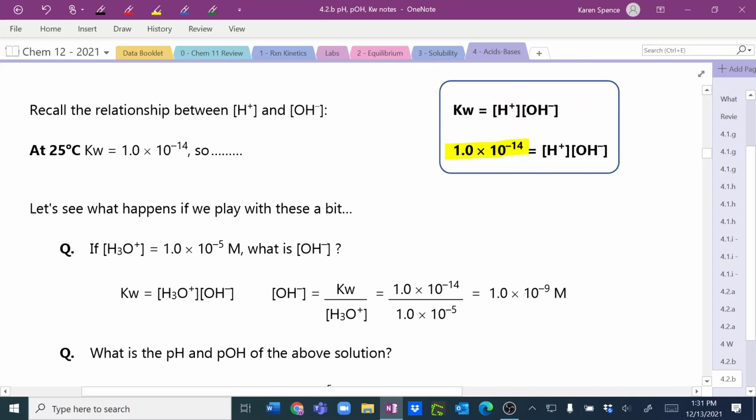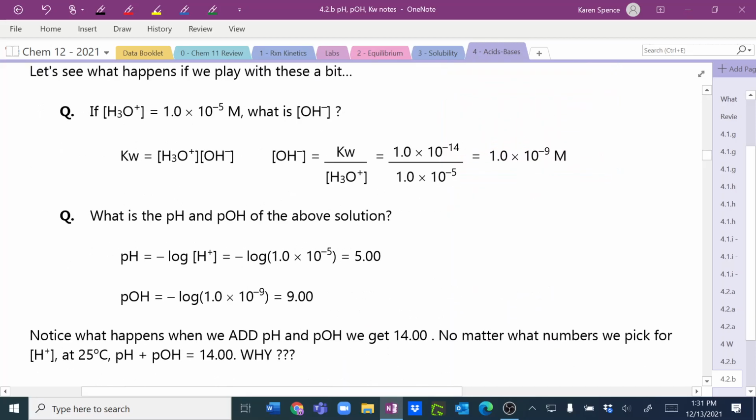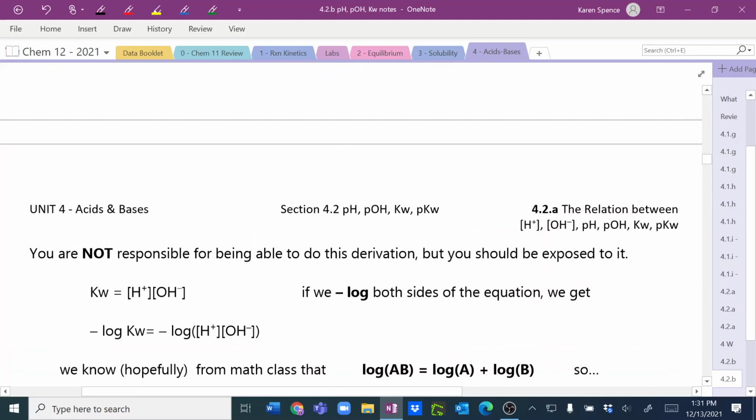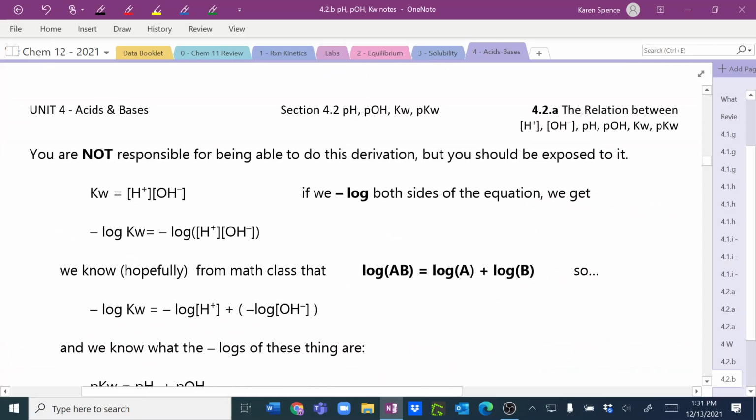You know what, we're just going to skip this bit because, again, this is just another example. You can read through it if you want to. Are you interested in knowing the derivation of this formula, or are you just like, that's nice, Miss Spence, I don't really care?